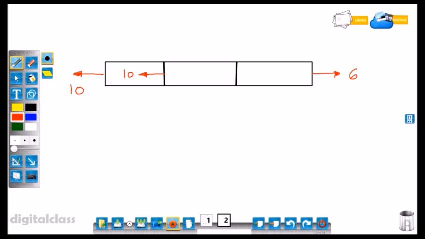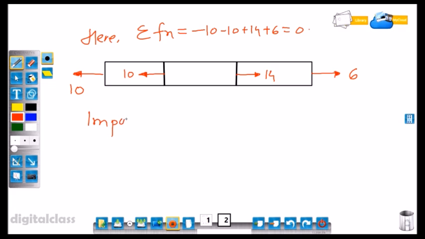Here is the same condition, that is, the summation of forces along the x direction must be 0, or forces acting along the right direction must be equal to the left direction. Here the summation of forces along the x direction is -10 plus 14 plus 6, which is equal to 0.